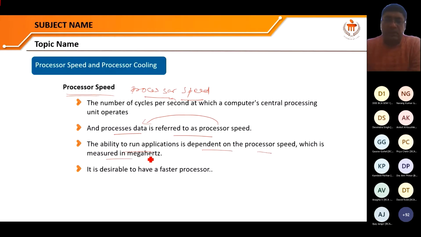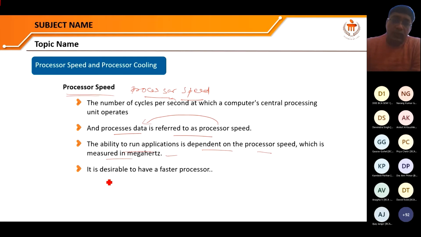What is the meaning of server down? We have already heard about server down. It means the processor is not running at a proper speed, so it is not able to handle multiple users and all these things. So what is desirable? We desire a faster processor.